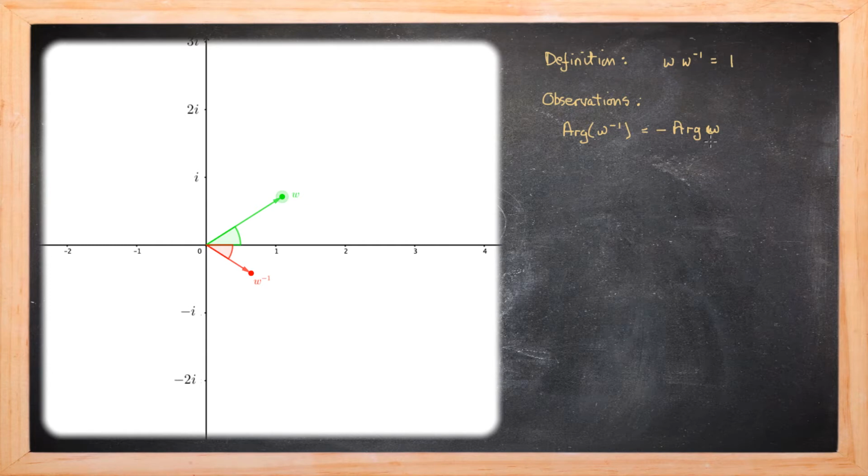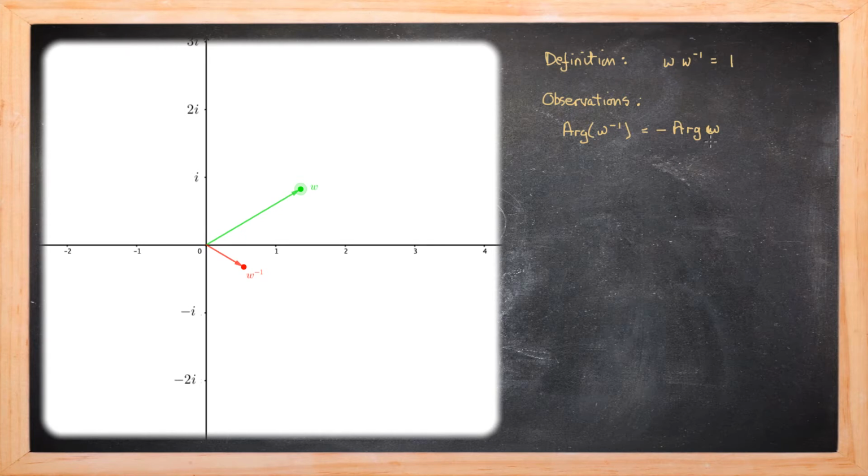So that's principal arguments. Now, we've not talked yet about the moduli. If we increase the modulus of w, then the modulus of w to the minus 1 decreases, and vice versa. If we decrease the modulus of w, the modulus of its reciprocal increases. I think we can do better than that.